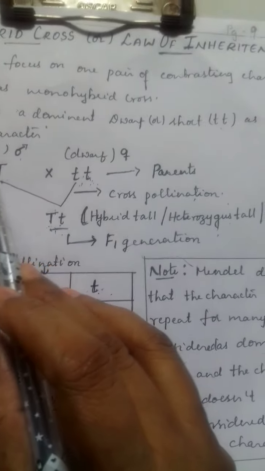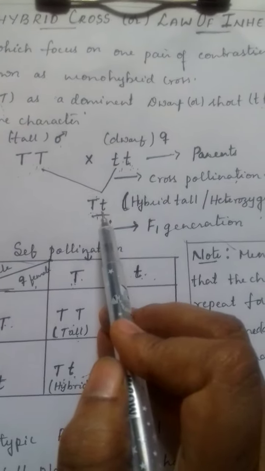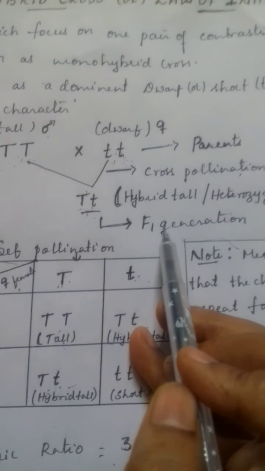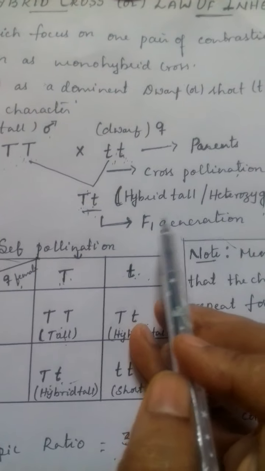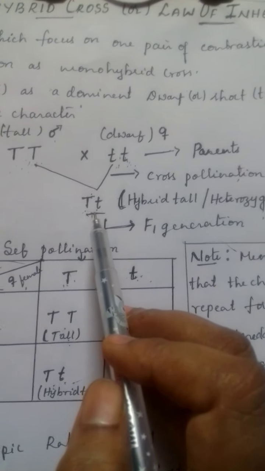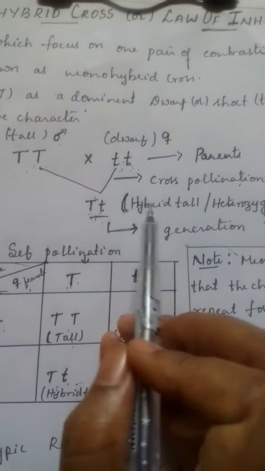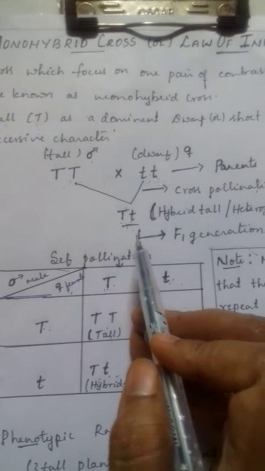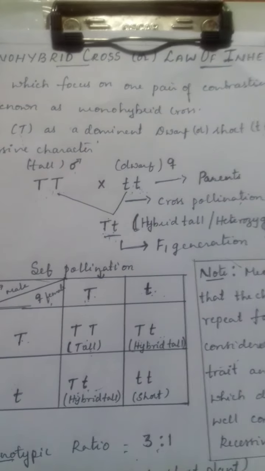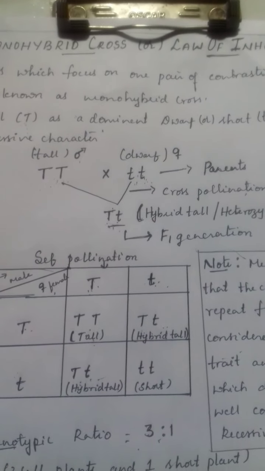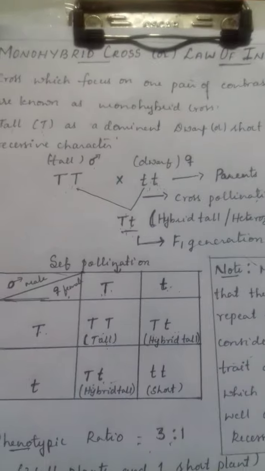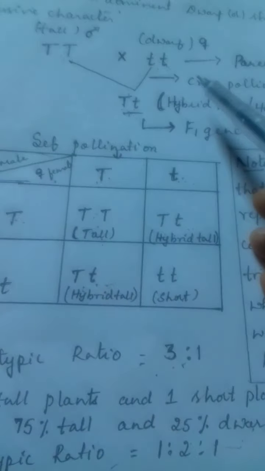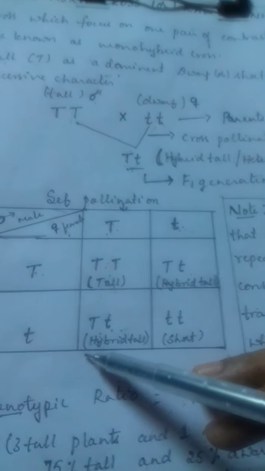So by the crossing between the parents, we get the F1 generation, the first generation. The first generation is a hybrid tall plant. Here we can see the characters combining together and giving a new plant. So this is up to the F1 generation. Let us see the F2 generation in the next video. After the F1 generation, the F1 plants are self-pollinated to give the F2 generation.